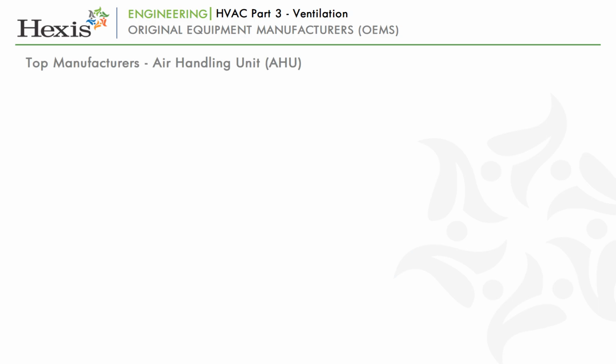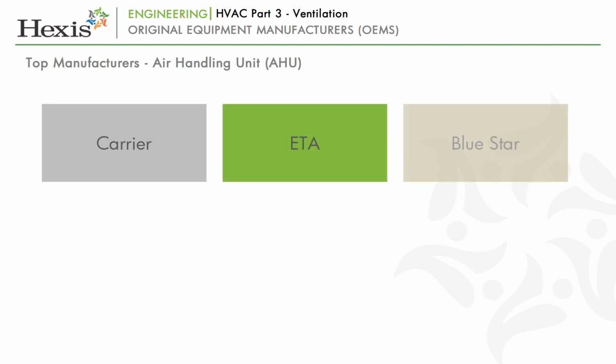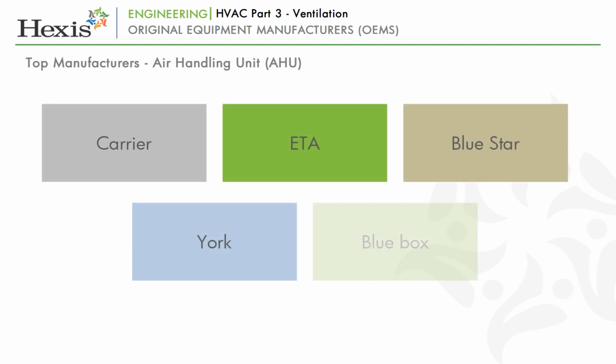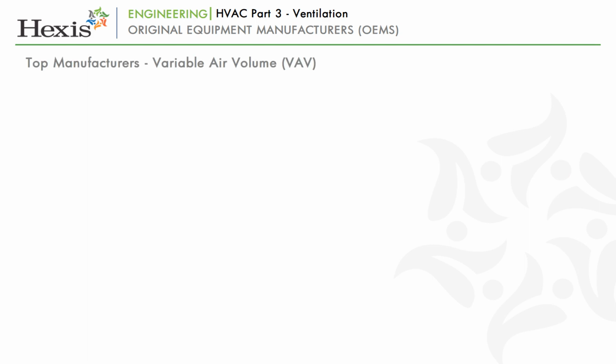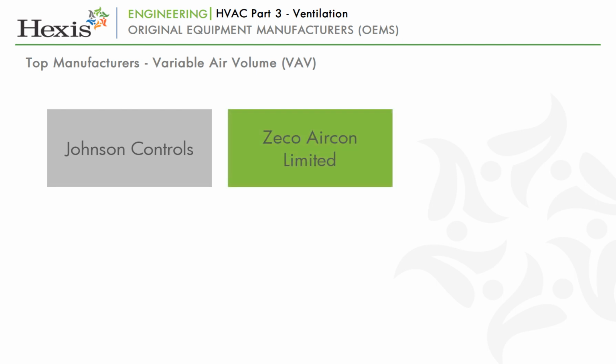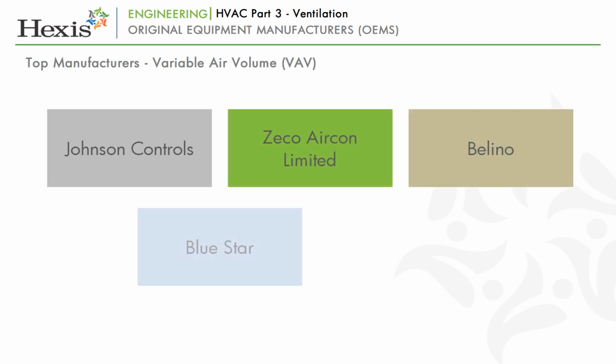Next, we will have a look at the manufacturers of the major equipment covered in this module. Let's begin with AHUs, air handling units. Top 5 manufacturers of AHUs are Carrier, ETA, Blue Star, York, Blue Box. Top 5 manufacturers of VAV are Johnson Controls, Zico Aircon Limited, Bellino, Blue Star, Tuttle and Bailey.